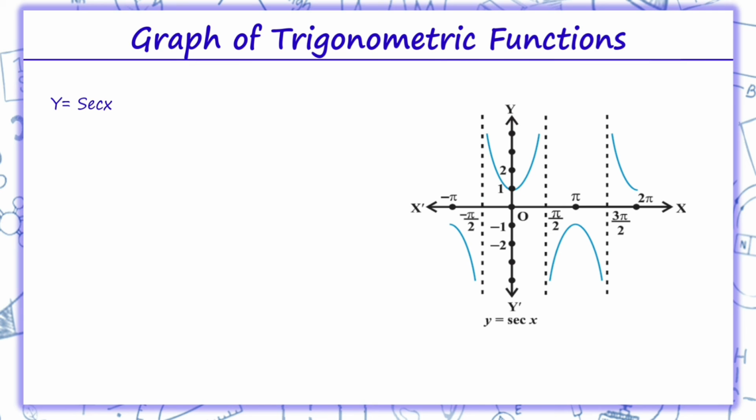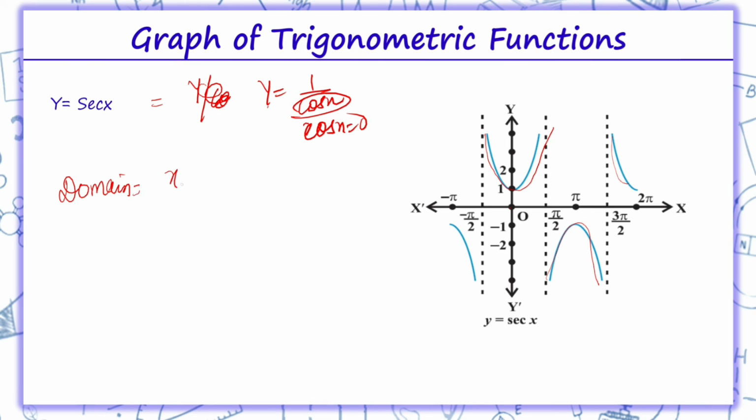The next graph is y is equal to sec x. The next trigonometric function, that is sec x. Now as we know, sec x is the reciprocal of cos x. So y is equal to 1 by cos x. So when cos x is equal to 0, y is not defined. Therefore we can see the curves are like this. So the domain again here will be what? x such that x belongs to R and x is not equal to (2n plus 1) pi by 2. So this is the domain.